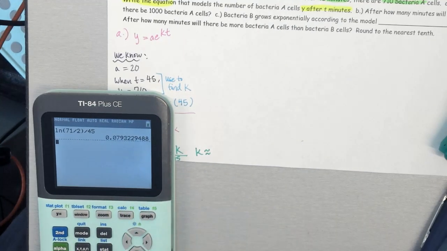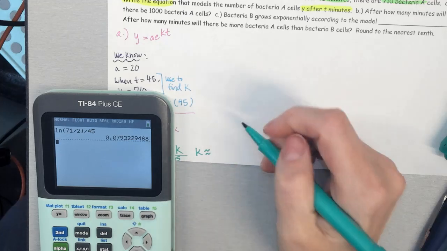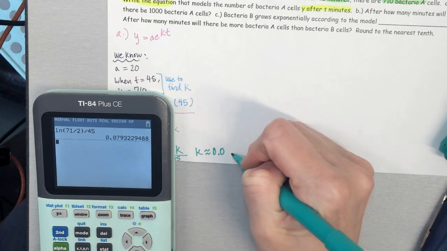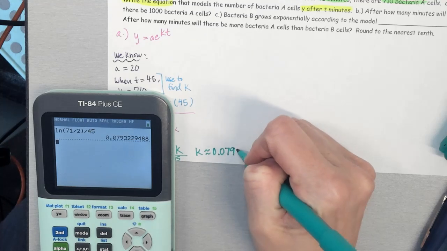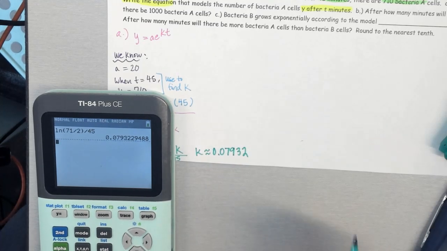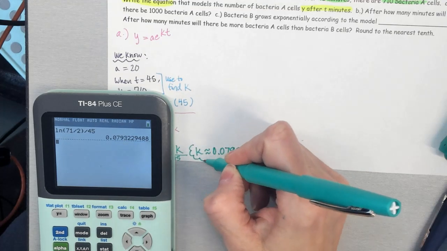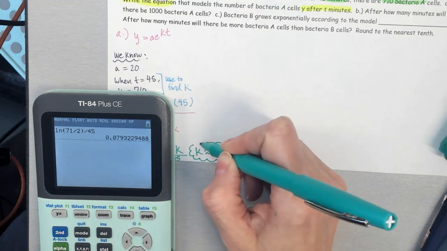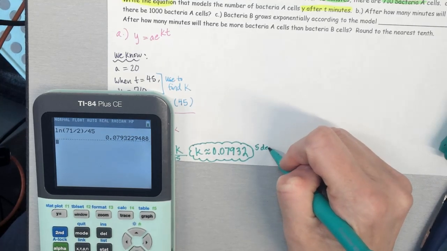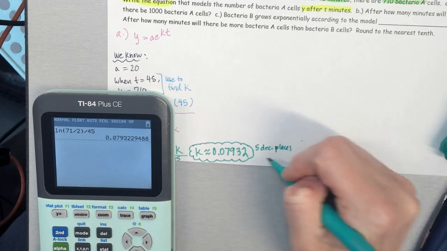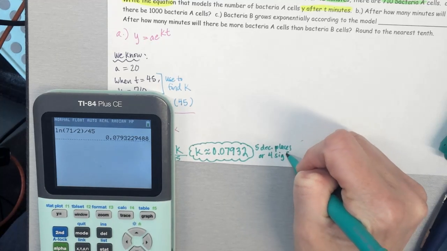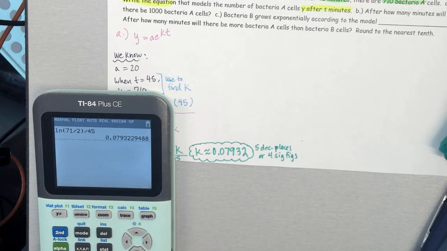Okay, so if it's 4 significant figures and it starts with 0.0, that means you want 4 values after that. So it would be 0.07932 when rounded. Okay, so this one is 5 decimal places. If you want, you can always do the 5 decimal places. That's a safe bet. So you can use that rule when you're solving for K: 5 decimal places or 4 significant figures.